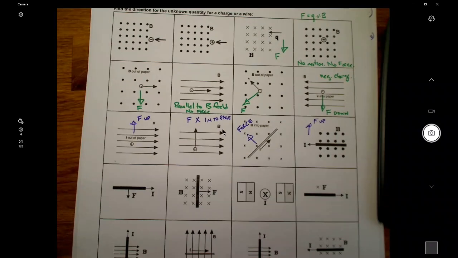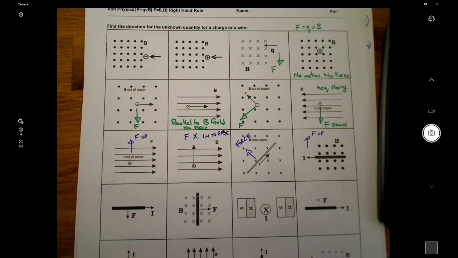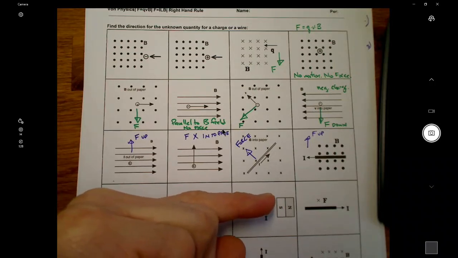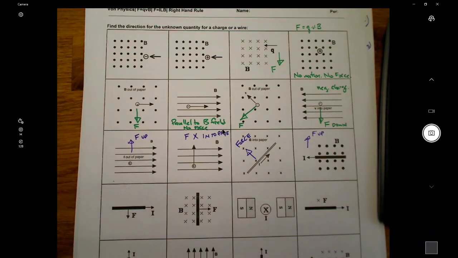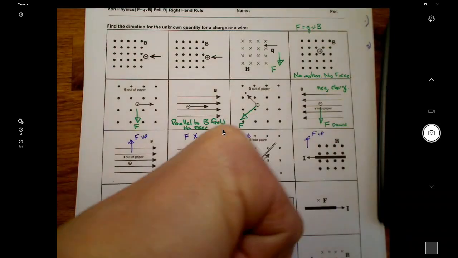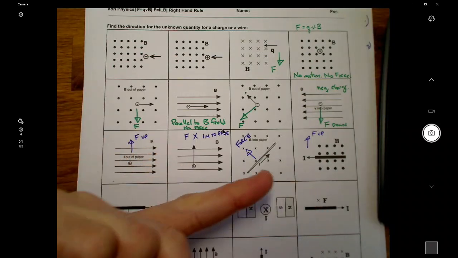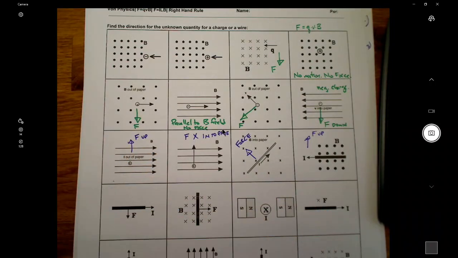Let's do one last row, just as an example. In this one, the current is going to the right, and the force is going down. So we have to figure out where the magnetic field is. I point my index finger to the right, and remember the thumb points in the direction of the force, so the thumb goes down.